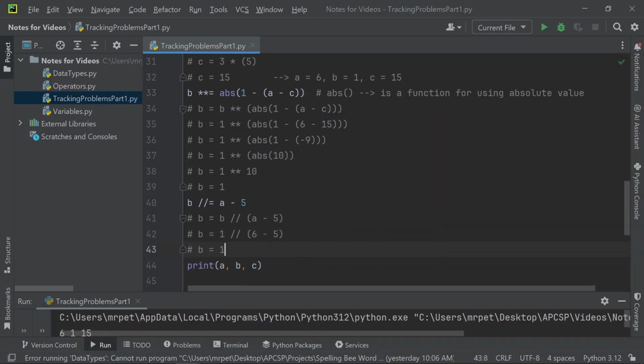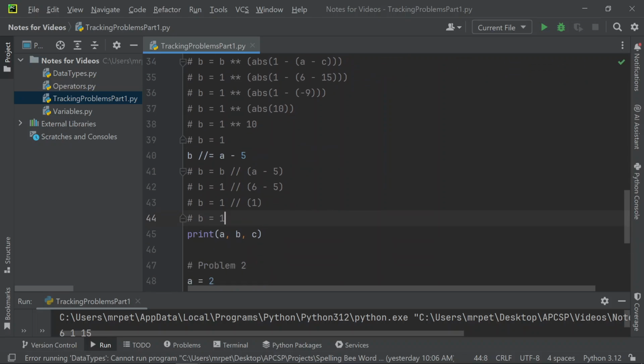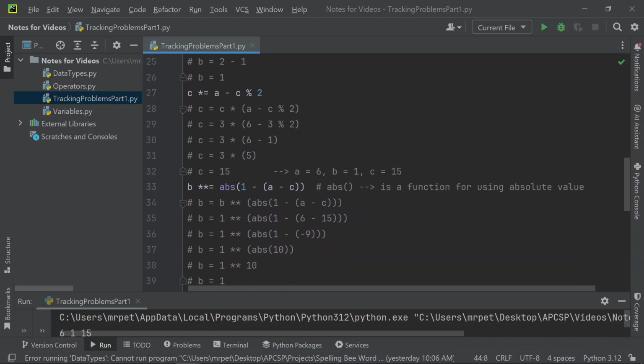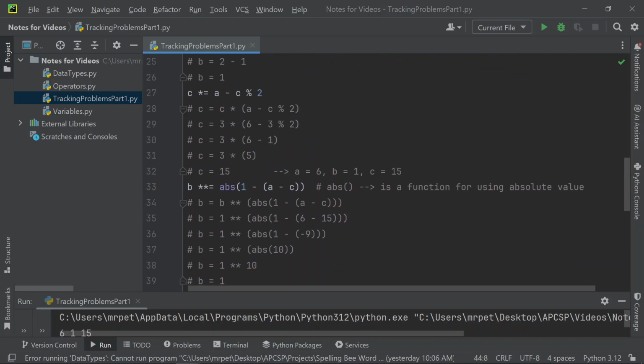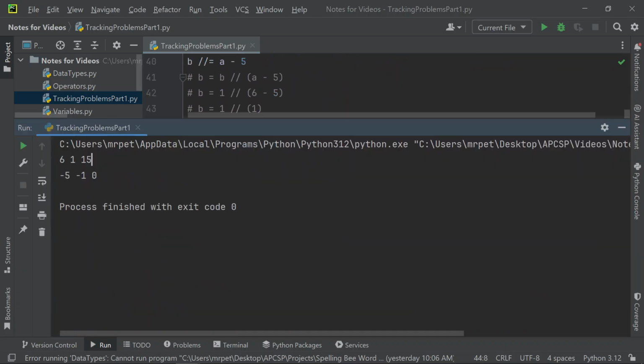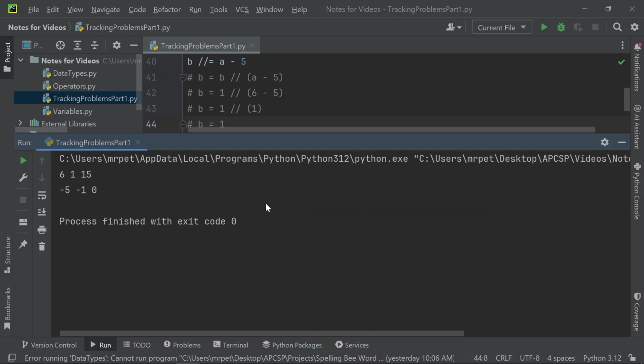Okay. We do parentheses first. So we're going to have 1 divided by 1. Does that mean B doesn't change again? That's correct. So it looks like our answer here should be 6, 1, and 15. Did we get that when we printed? We did. We did it right.